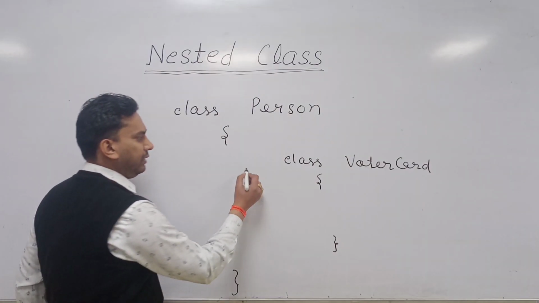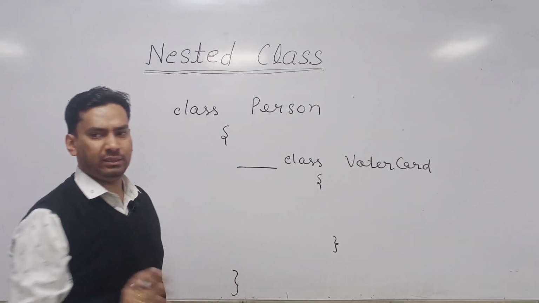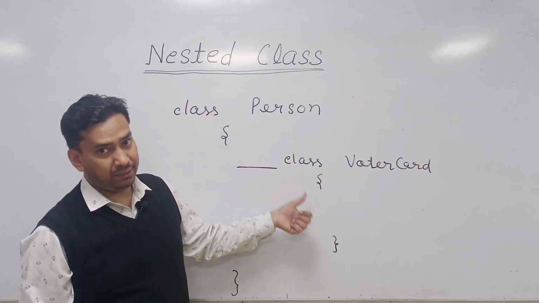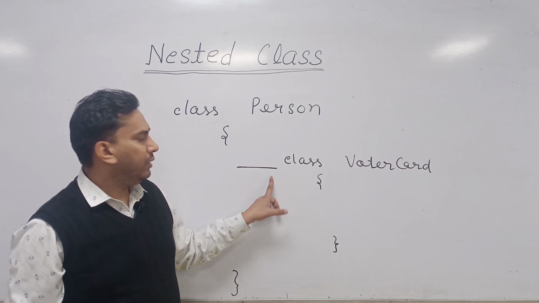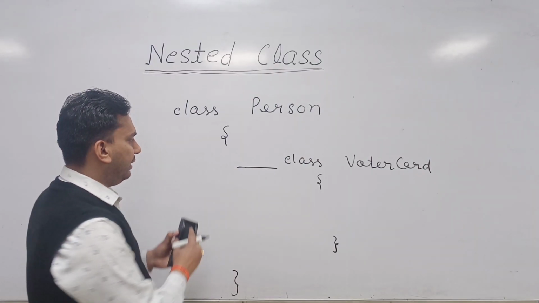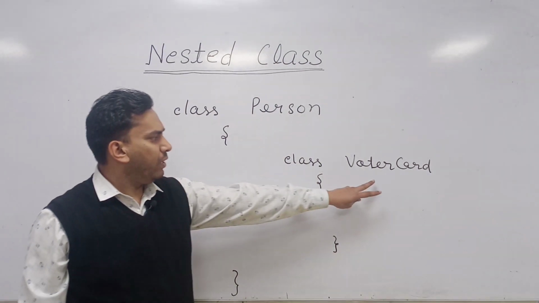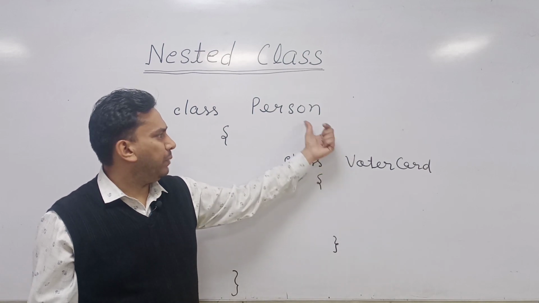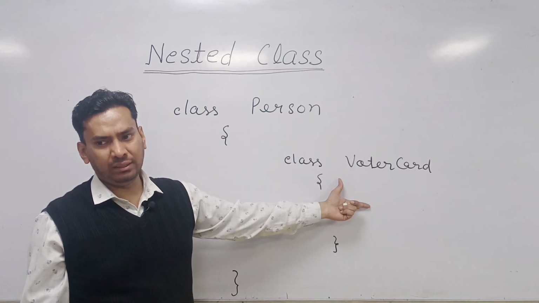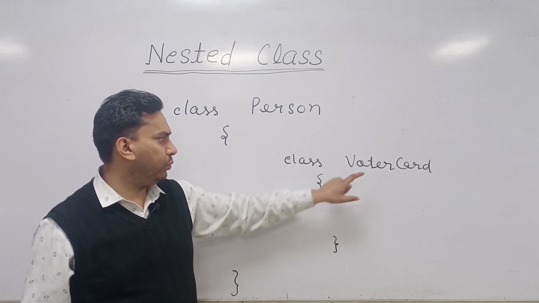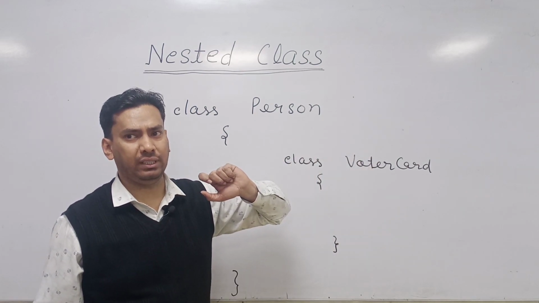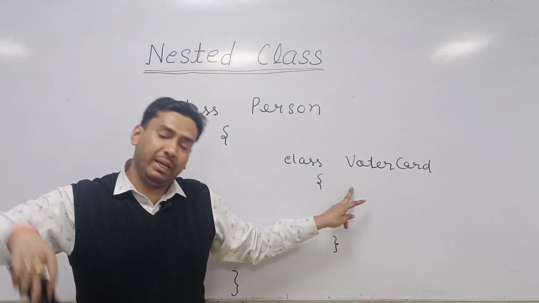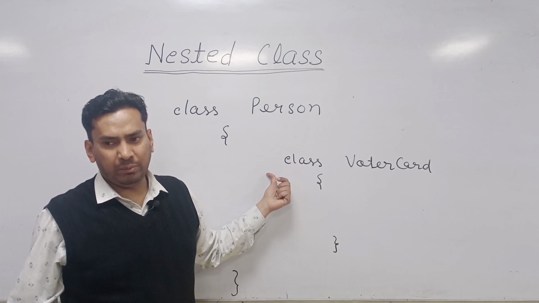So what is the benefit here? Now here you can use any access modifier. It can be private, it can be protected, it can be public, it can be default. Whatever accessibility level you want to keep for this class, you can write it here. So let's say I feel that the VoterCard object should not be created by any class apart from Person. So I'll make it private. No other class will be allowed to even access this class VoterCard. If you feel that the VoterCard class should be instantiated by other classes also, you can make it public.